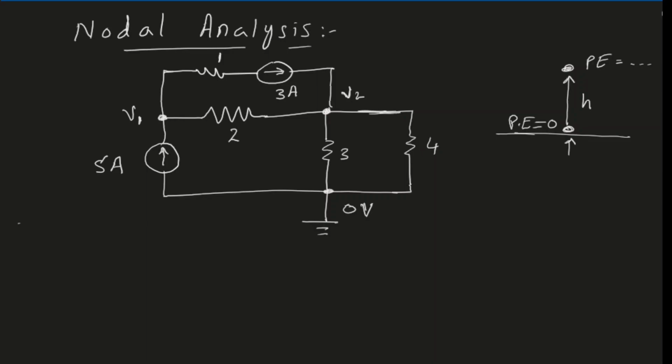Once we know these voltages, then we will be able to find the currents that are flowing in all the resistors. You can see that this is not a node because we do not have more than 2 components connected here. Similarly, this is not a node. And similarly, this is not a node. All right, so after identifying the nodes, now we will apply KCL to each node.